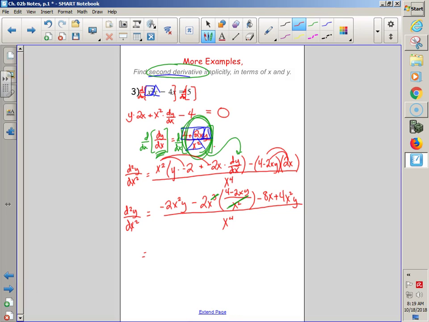You guys said to distribute. I'm just going to keep distributing. I think it's easier, right? So yeah, we get the negative 2x squared y. If I distribute this guy, that'd be minus 8x plus 4x squared y minus 8x plus 4. Whoa.